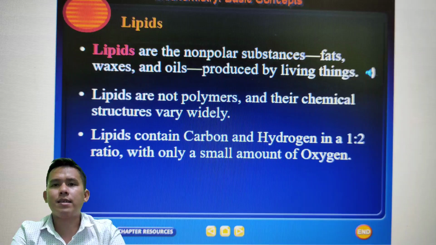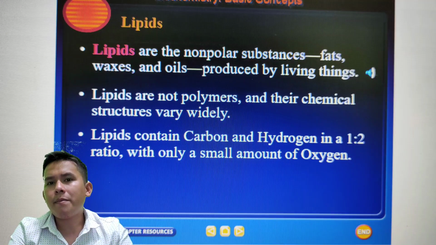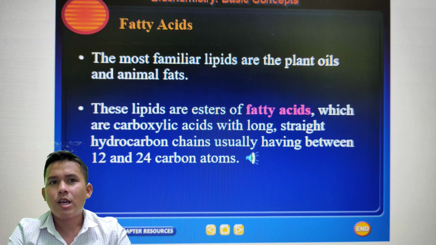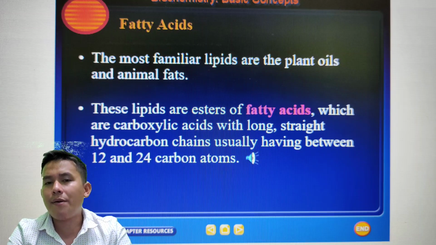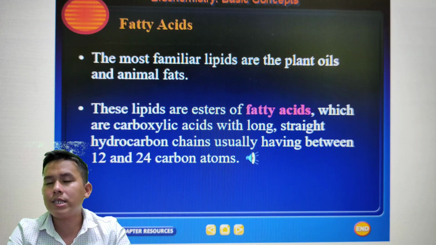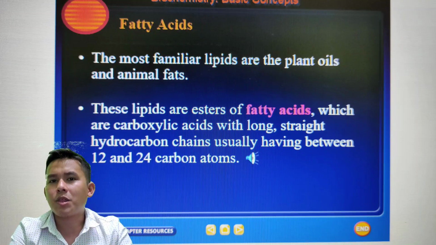Next, we have the fatty acids. The most familiar lipids are the plant oils and animal fats. These lipids are esters of fatty acids, which are carboxylic acids with long, straight hydrocarbon chains, usually having between 12 and 24 carbon atoms.